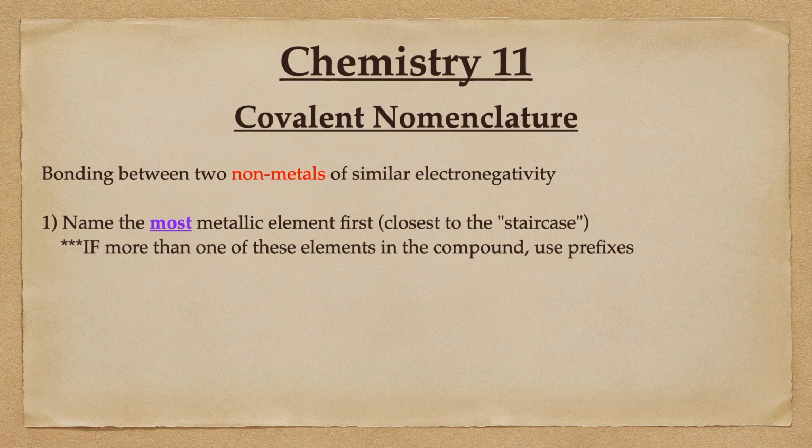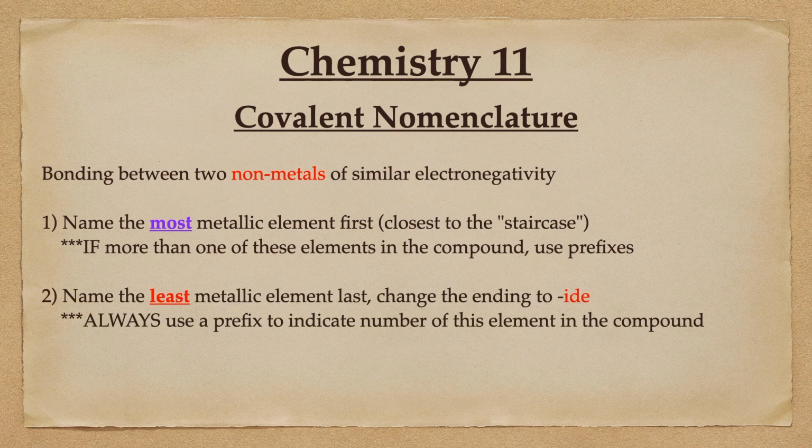As our understanding gets better, we realize the most metallic element is actually the one with the lowest electronegativity, but we'll deal with that later. In covalent bonding, the least metallic element is written last, and we change the ending to ide. That element will always have a prefix to indicate the number of elements in the compound. For the most metallic element, we do not use a prefix if there's only one.